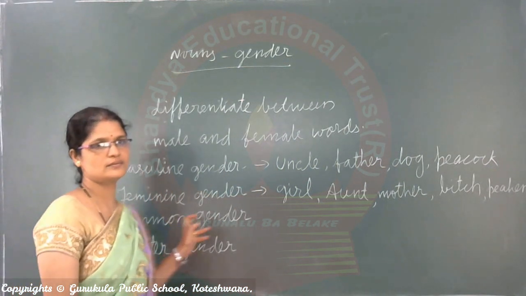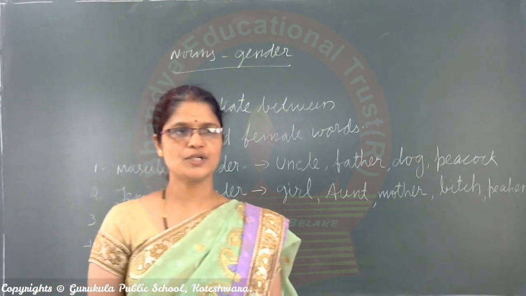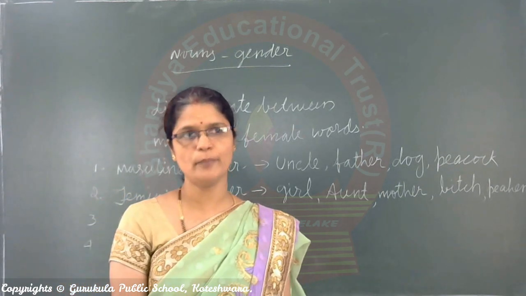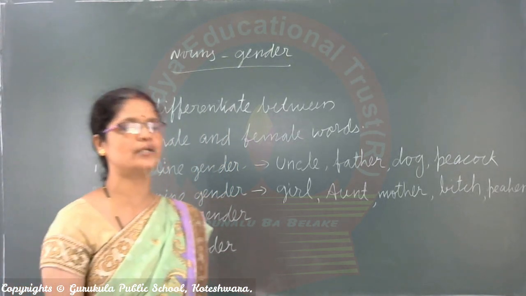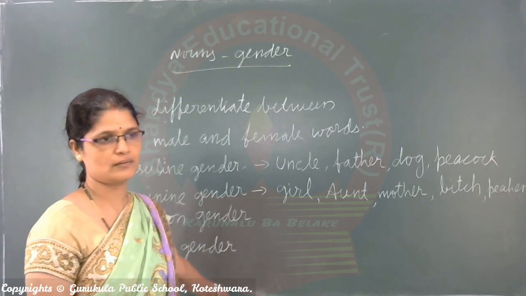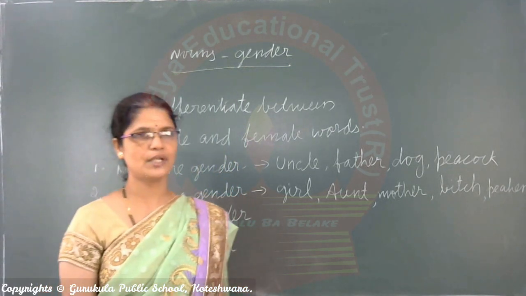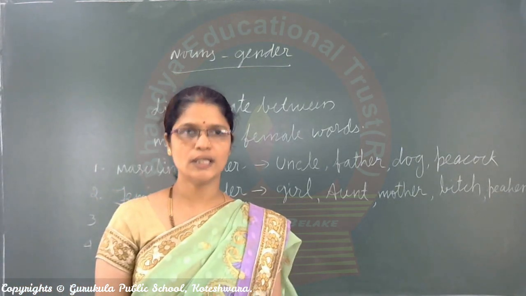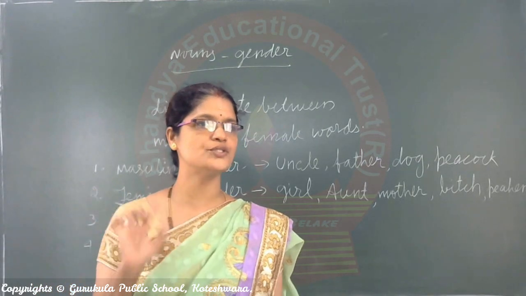Next, the fourth one, common gender. What's the common gender? It's a person who can either be male or female. It does not reveal any gender. Like that, nouns are called common gender. Please recall what is that I told now. What is common gender? It's a name of a person who can either be male or female. It does not reveal gender.